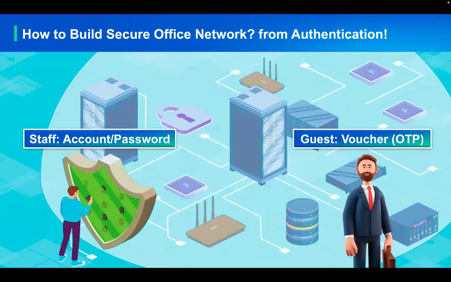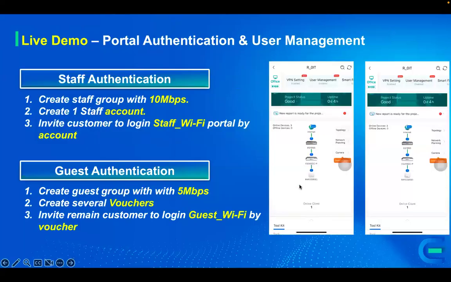So here, how to build a secure office network for authentication. So first, for staff, we need to create a staff group with 10 Mbps throughput. Create one staff account. This is the scenario which we are going to form. Invite customer.